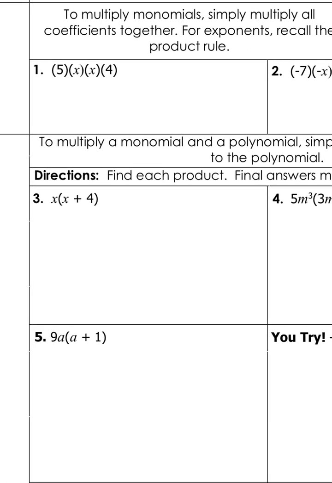Okay? So here, I'm going to multiply my 5 times my 4, and I'm going to get 20. And then x to the first times x to the first, I'm going to add those two together, and I'm going to get x squared.